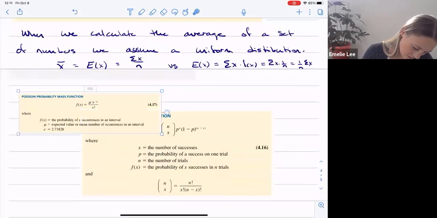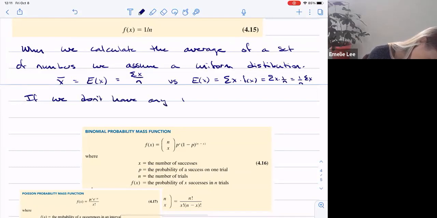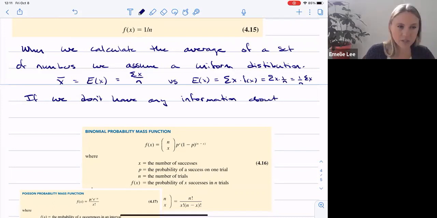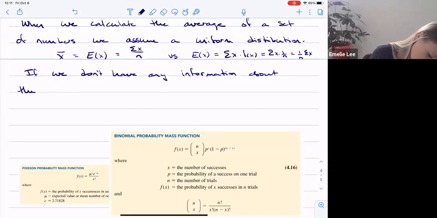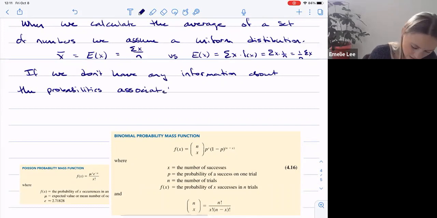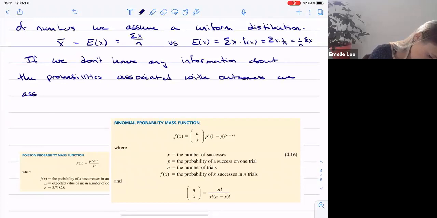If we don't have any information about the probabilities associated with outcomes, we assume a uniform distribution.